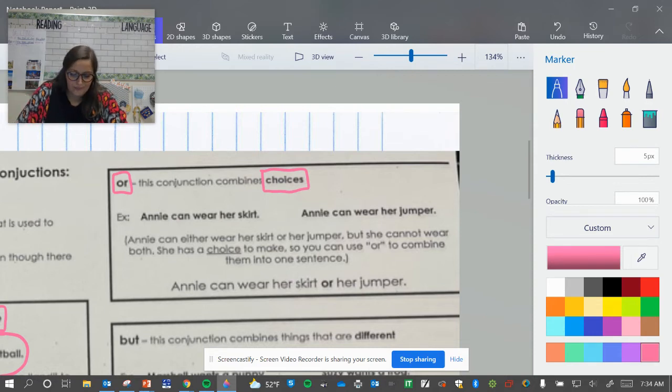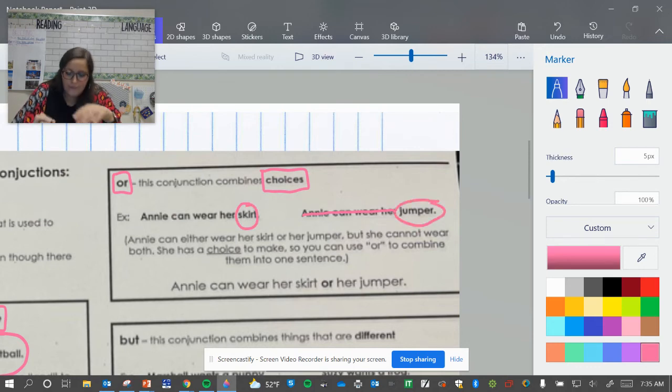So let's look at these two sentences. Annie can wear her skirt. Annie can wear her jumper. I want you to look at what is the same in those two sentences. What is the same? Annie can wear her, right? So I'm going to cross that out in my second sentence. I don't want to say that twice. So what are the two things that Annie is choosing between? Skirt and jumper.